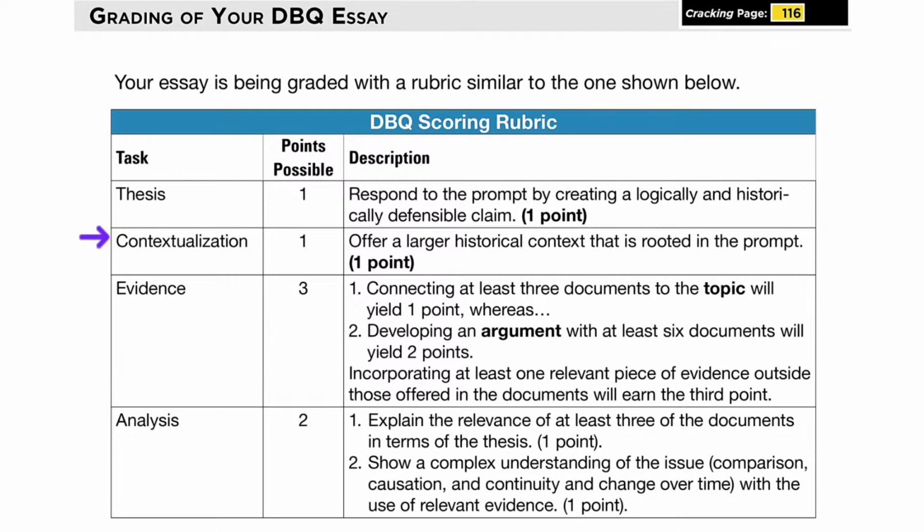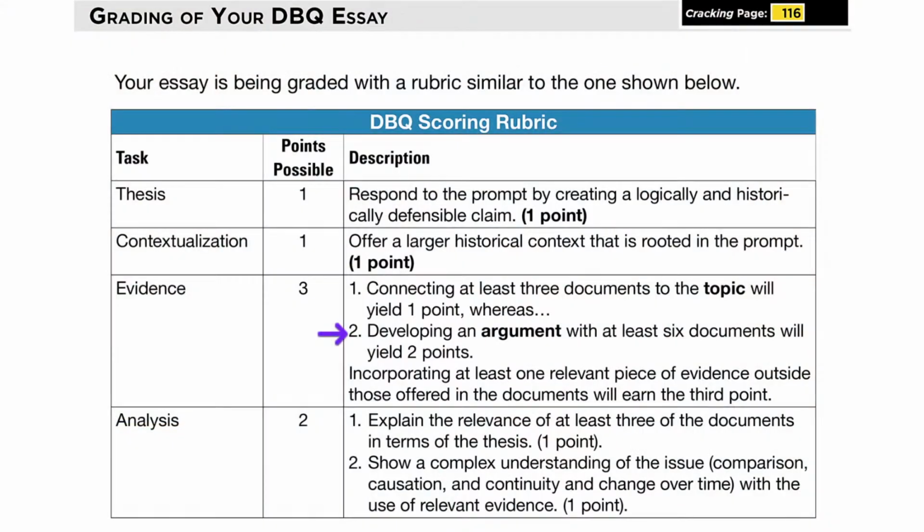You also earn a point for contextualization. So this means being able to show that you understand the larger historical context surrounding the issues at hand. So if the prompt has something to do with immigration in the 19th century, you want to show that you understand a little bit about what was going on in the 19th century. Maybe you want to talk about the industrialization of the late 19th century, or maybe you want to talk about early developments in technology earlier in the century. You want to just show that you understand what was going on in this country at that time period.